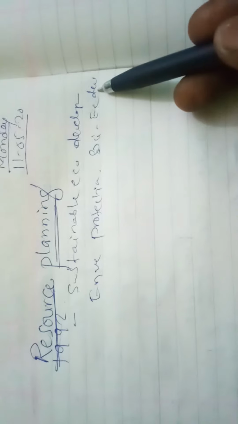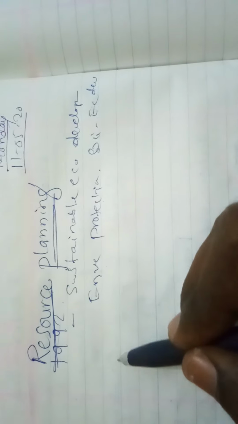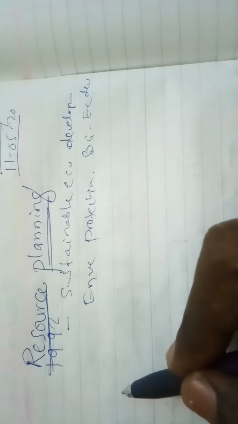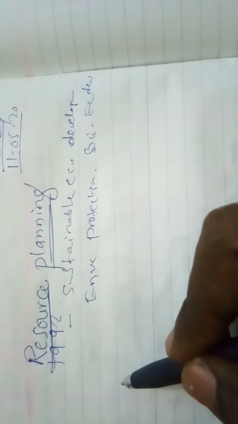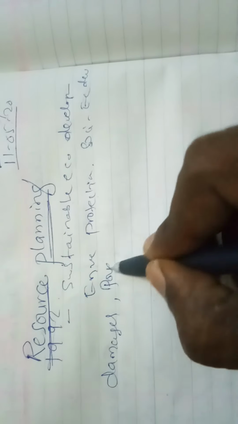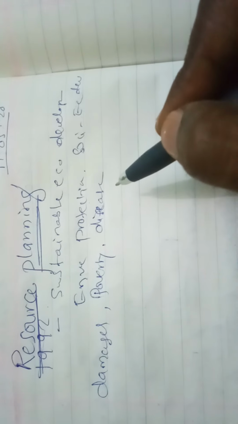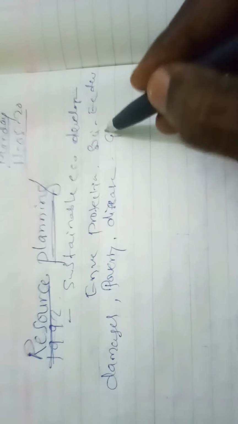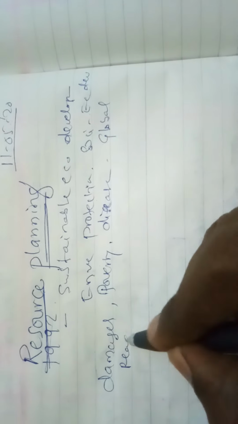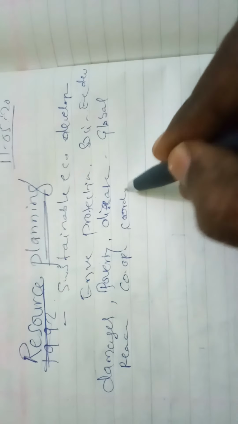It also aimed at overcoming, combating, eradicating or solving environmental damages, poverty, and diseases which spread. These were to be solved with global peace, cooperation, and coordination by different nations.